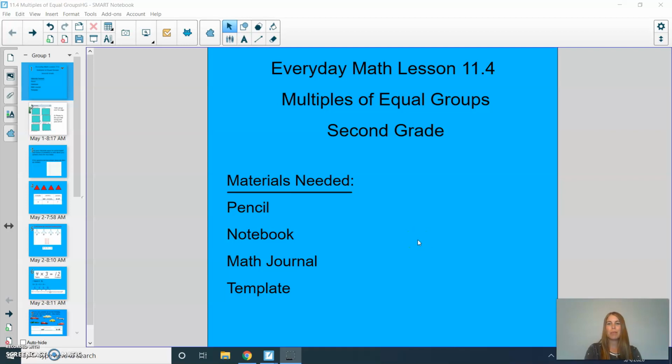Hi boys and girls, welcome to Everyday Math Lesson 11.4, Multiples of Equal Groups. The materials that you'll need are your pencil, your notebook, your math journal, and your template.